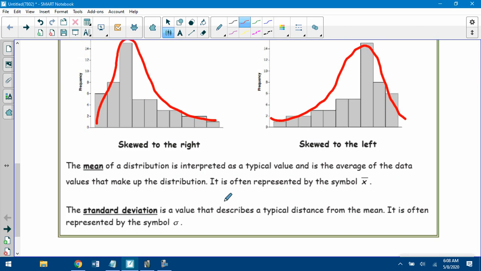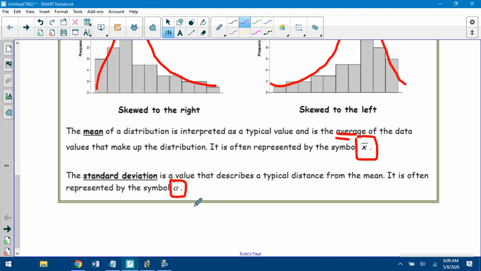The mean of a distribution is interpreted as a typical value and is the average of the data. So mean you want to think of as average always. And this is the symbol we're going to use for it. It's X bar. X with a little bar on top of it always means mean or average. The standard deviation is a value that describes the typical distance from the mean. Typical distance is going to tell you how spread out the data is. And that's represented by that symbol, which is lowercase sigma. Uppercase sigma was that. You don't need to write that down, but you saw that earlier this year a little bit.